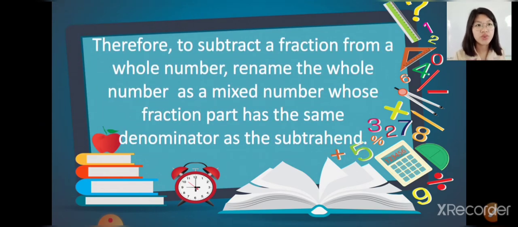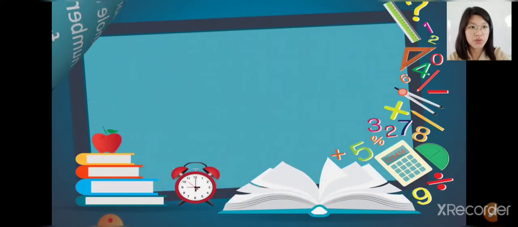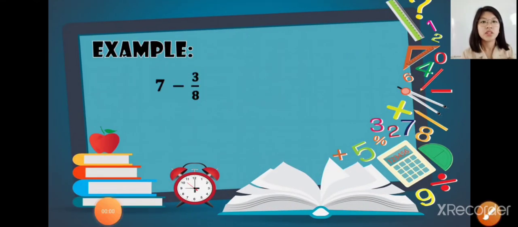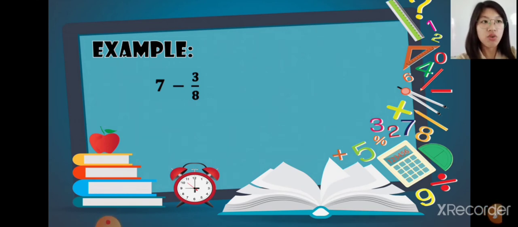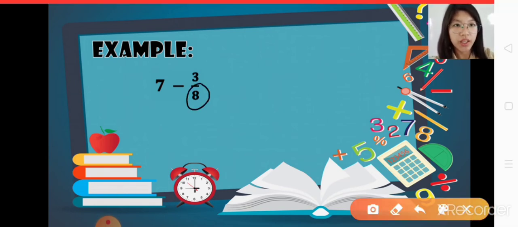Therefore, to subtract a fraction from a whole number, rename the whole number as a mixed number whose fraction part has the same denominator as the subtrahend. So, dito, paano mag-subtract ng fraction from a whole number. So, kailangan muna daw natin gawin ang whole number ng fraction. So, kagaya nito. So, dito, 7 minus 3 over 8. So, ang 3 over 8, ang denominator niya ay 8.